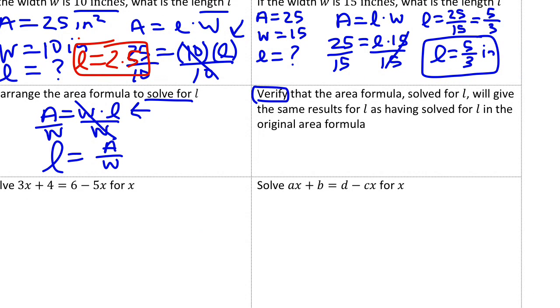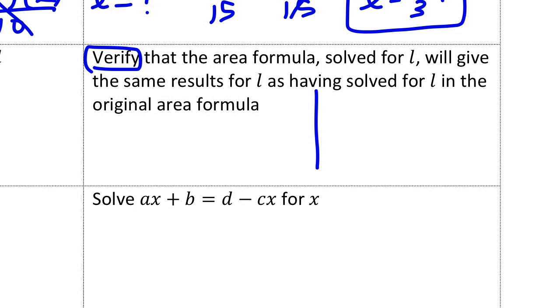So the next part says verify. Hopefully you remember that it says check. Check that the formula solved for L will give the same results for L as having solved for L in the original formula. Okay, so they're asking us to check our two last problems that we did. One of them was that our width was 10, and one of them was that our width was 15, and both of them had an area of 25.